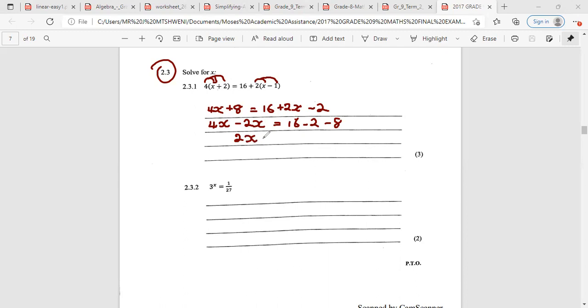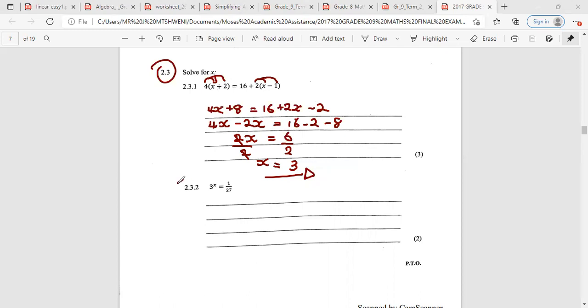Now you say 16 minus 2 minus 8. You get a 6 equals to what? 6. Then you divide by 2. Divide by 2. This cancels that. x equals to 3. Whatever you do on the left hand side must be done on the right hand side. Divide by 2 because the value that is attached to x is 2. So I'm trying to get rid of that value so that you can be left with what? x. If you want me to explain thoroughly, I can.